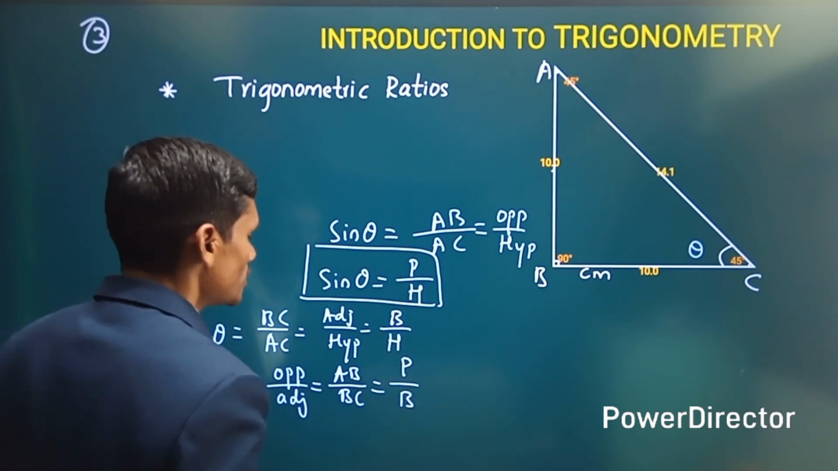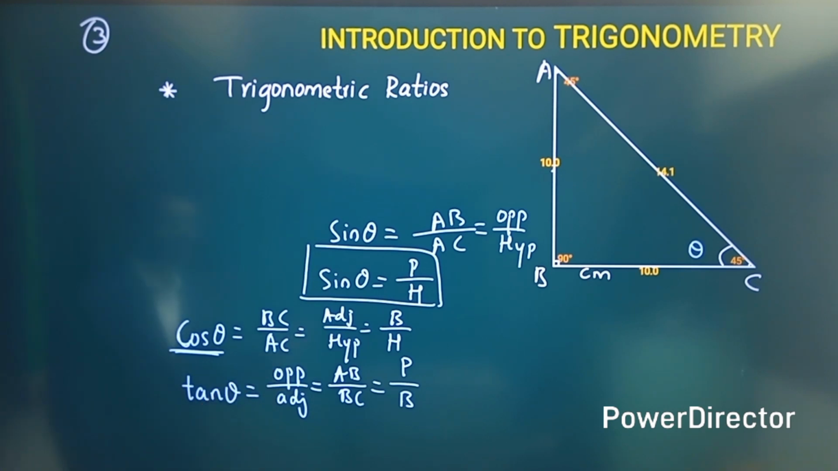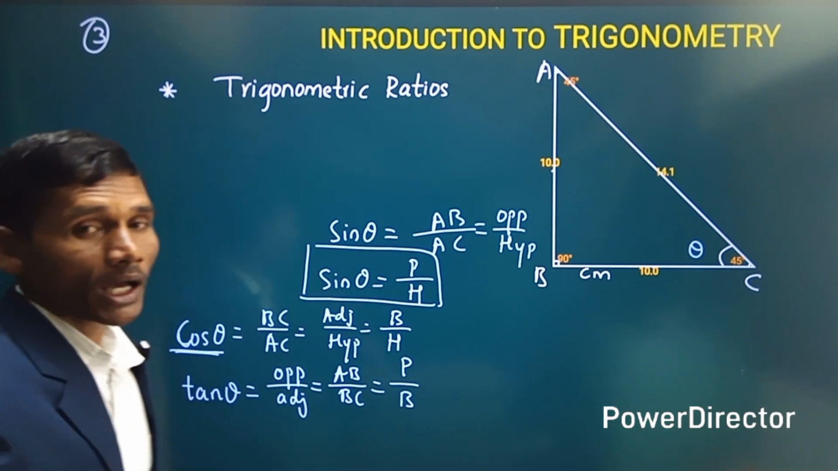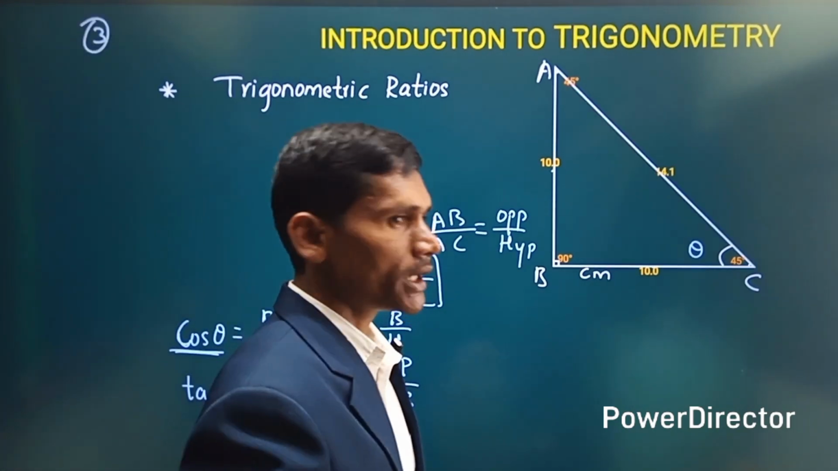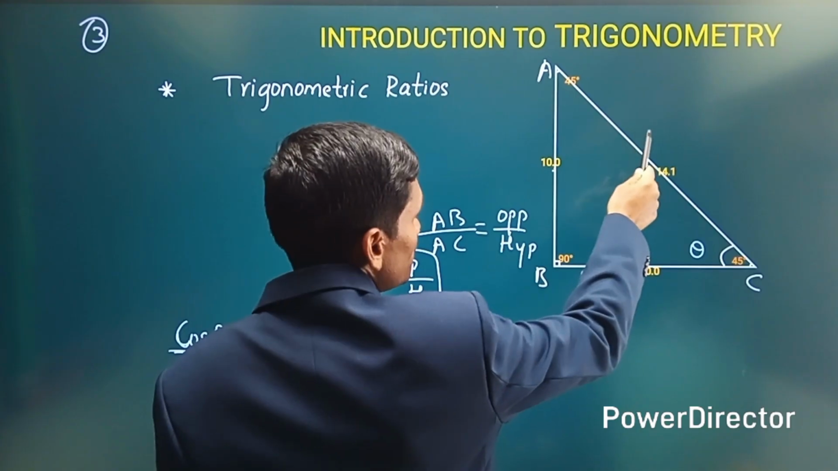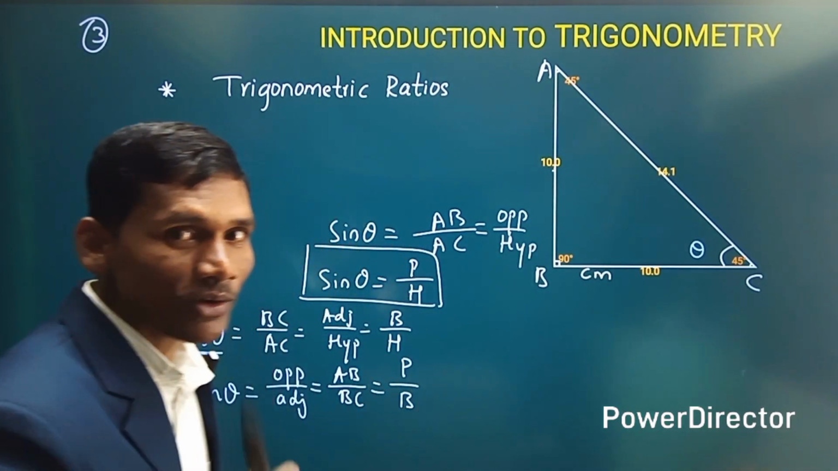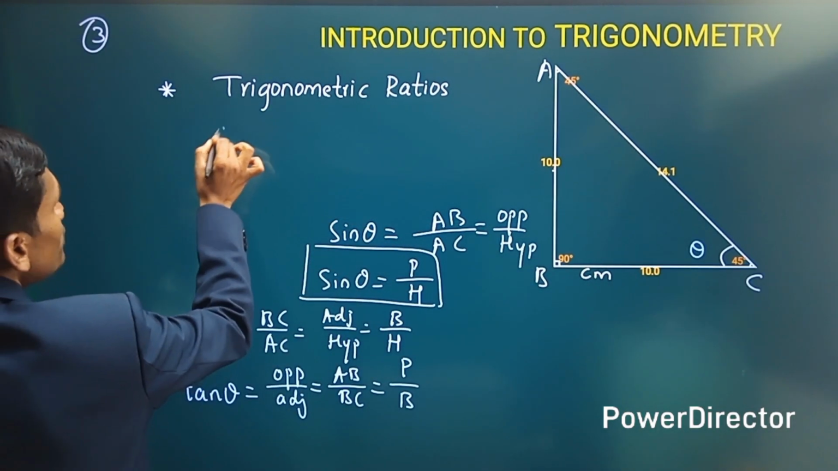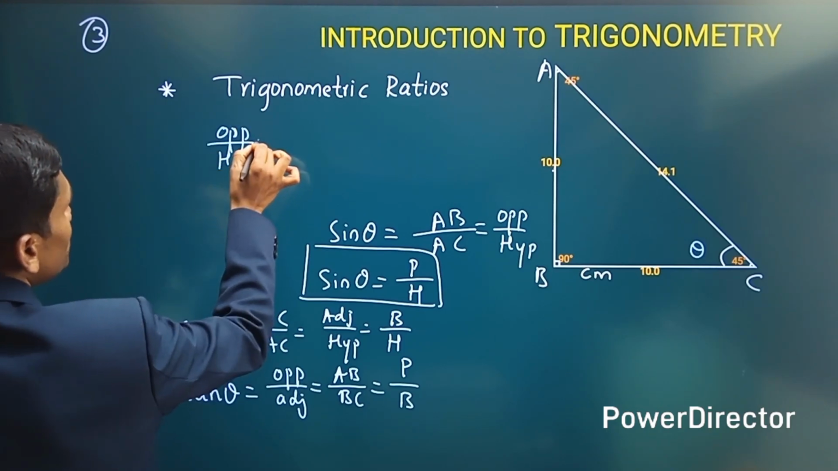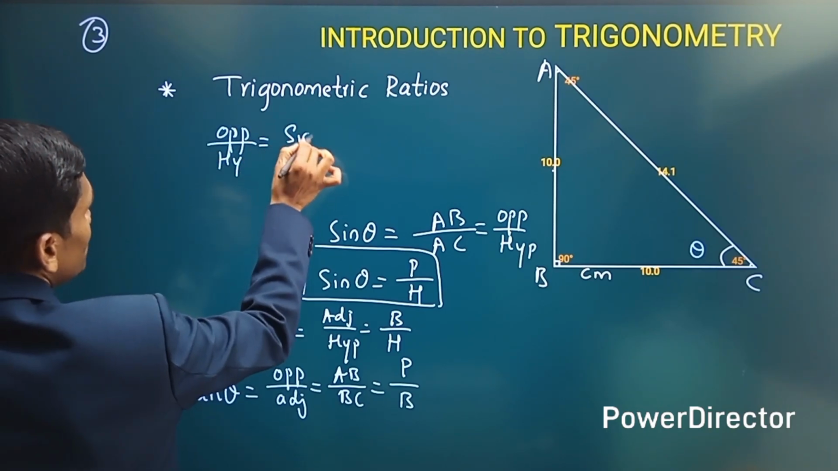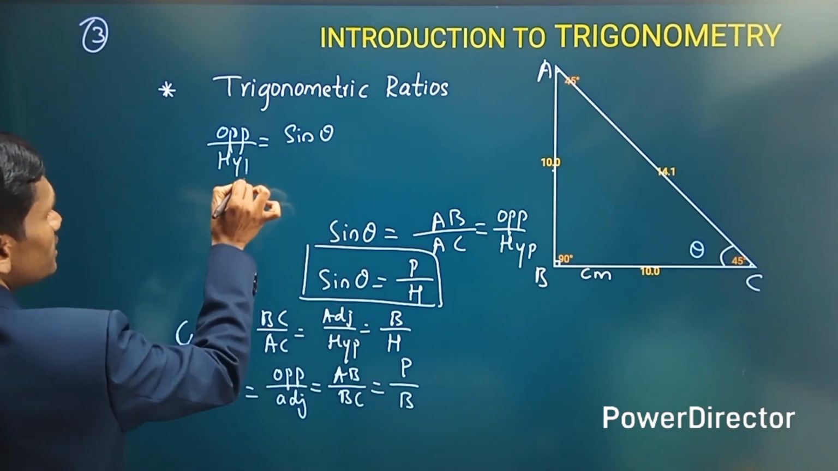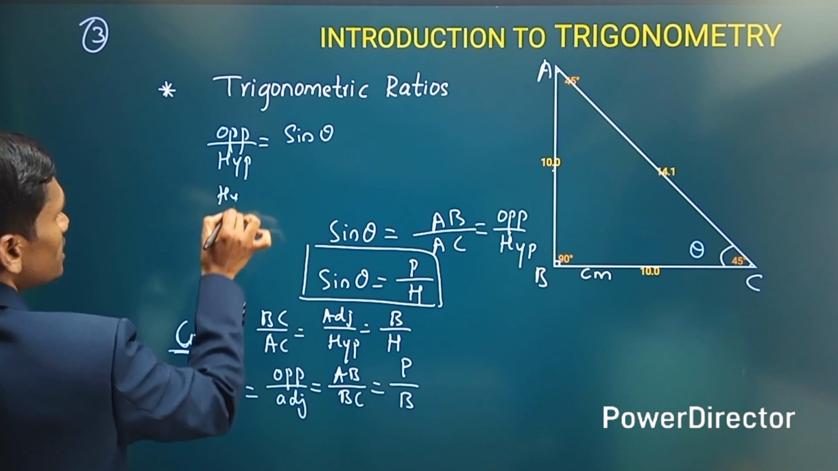Base, right? So these are the trigonometric ratios: sine, cos, tan. And the other three trigonometric ratios are related in the same way. It depends on whether we take opposite by hypotenuse or hypotenuse by opposite. If you take opposite by hypotenuse, this will be equal to sine theta.